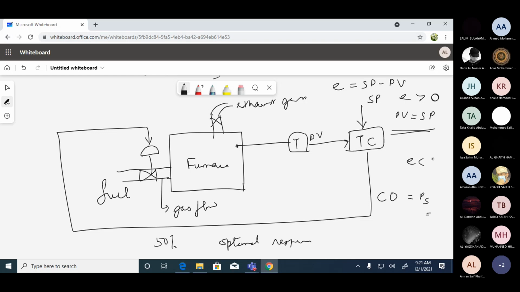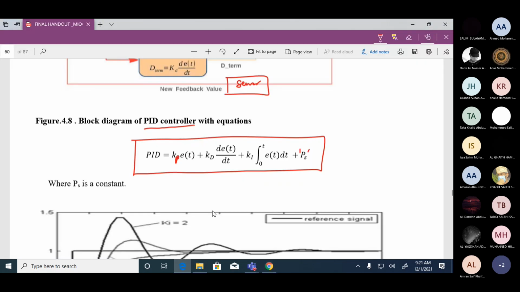Whenever the error is less than 0, when will the error be less than 0? When the process variable is more than the set point. At that time, what do you want to do? You want to close the valve. So if it is constant at 50%, you can go from 50 to 100 or you can go down from 50 to 0. So to have this possibility of throttling between 0 and 100, we are maintaining a constant output when the error is equal to 0. That is the reason why we have a PS, which is a constant.